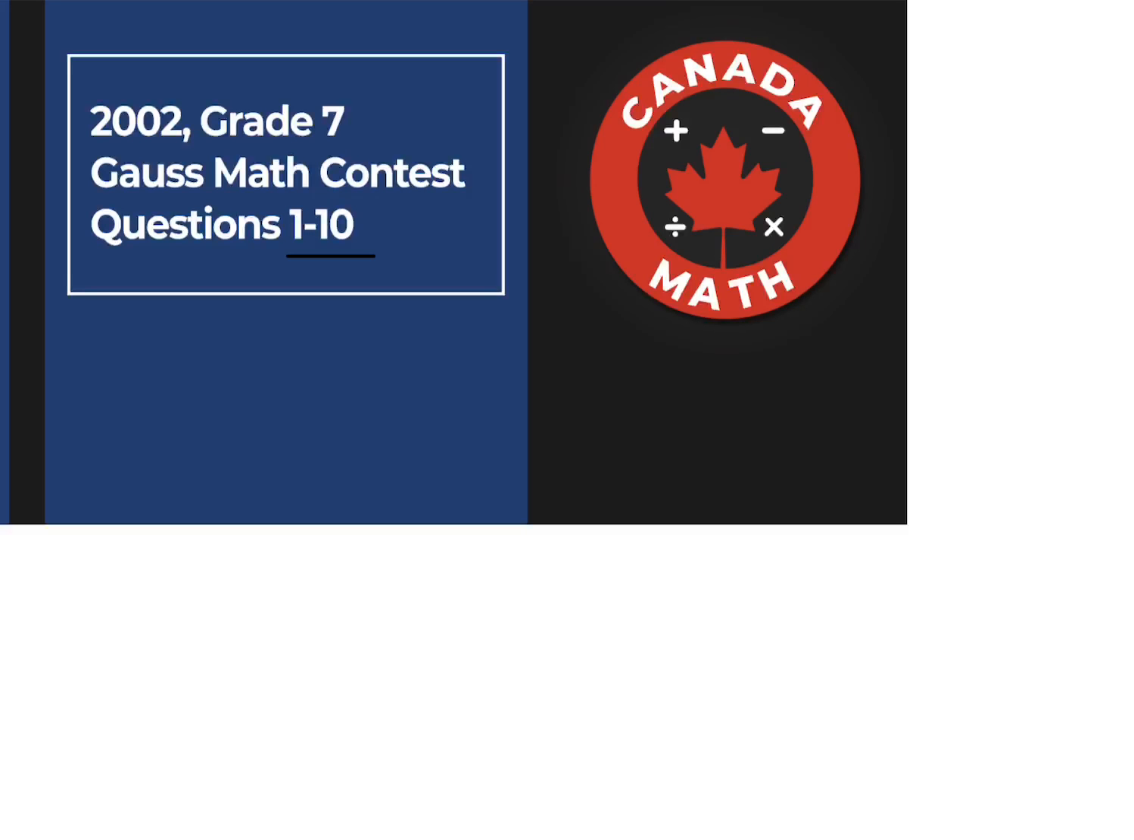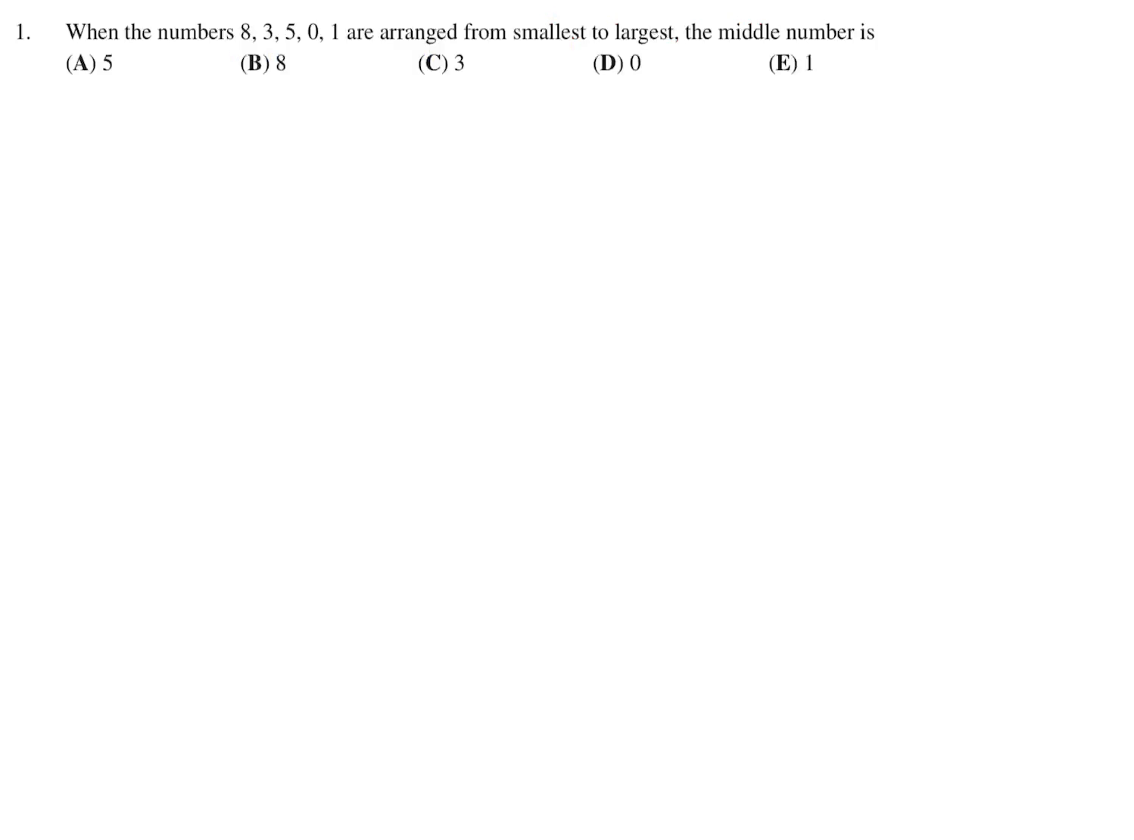Questions 1 through 10 on the 2002 Grade 7 Gauss Math Contest. When the numbers 8, 3, 5, 0, 1 are arranged from smallest to largest, the middle number is. So if you do that arrangement, it will be 0, 1, 3, 5, 8 from smallest to largest. And the middle number, in this case, is 3. So number 1, the answer is C.